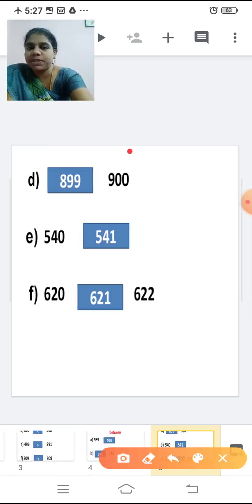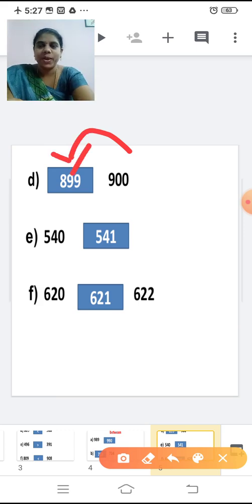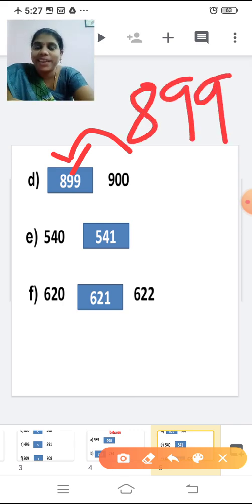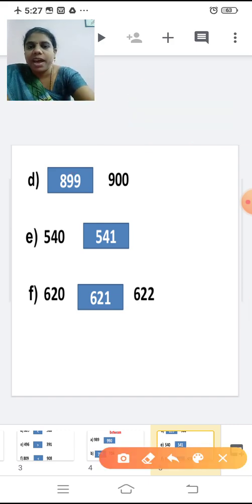Now tell me what comes before 900. What comes before 900? Say 898, 899, 900, right? So what comes before 900? 899 comes before 900. So before 900, what number? 899.